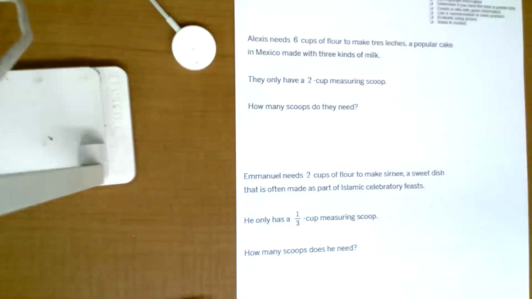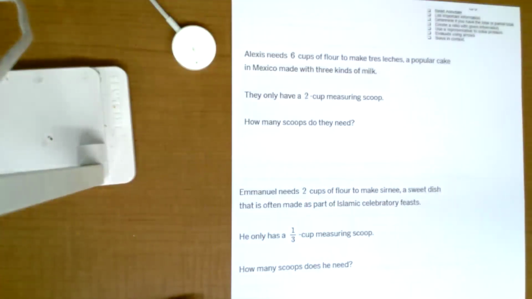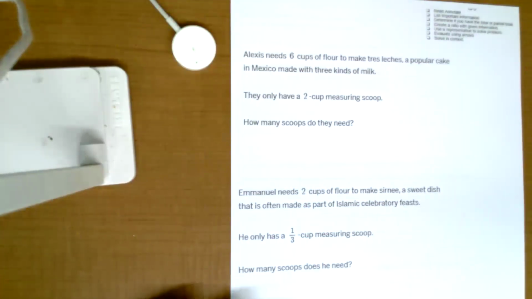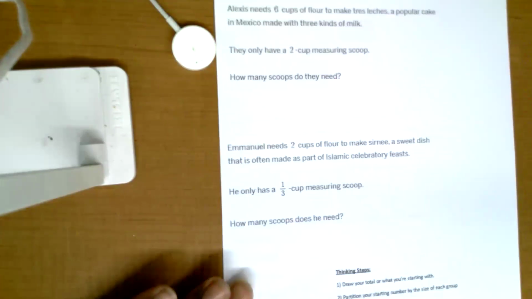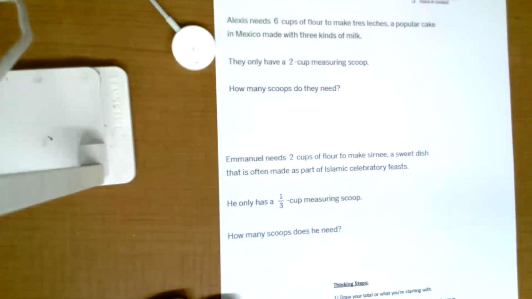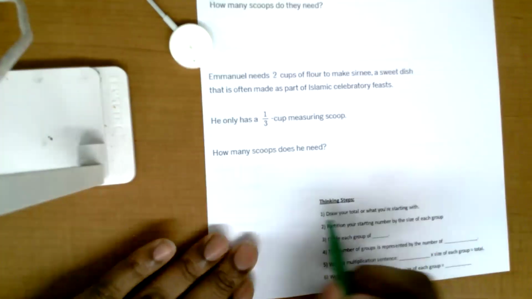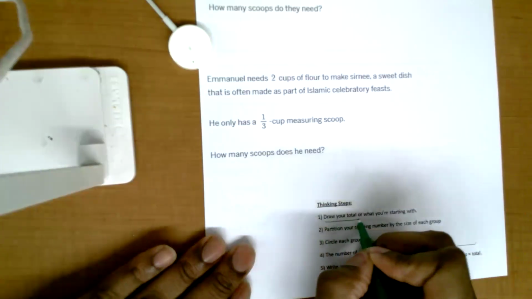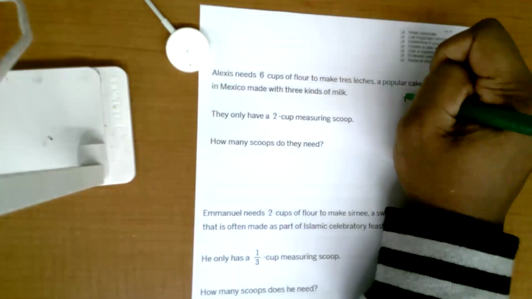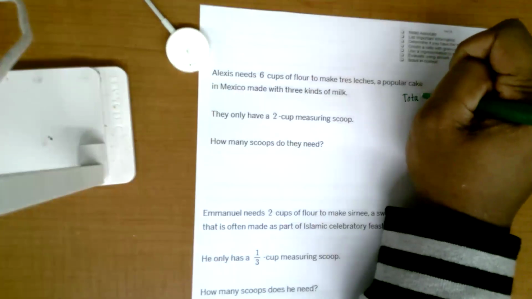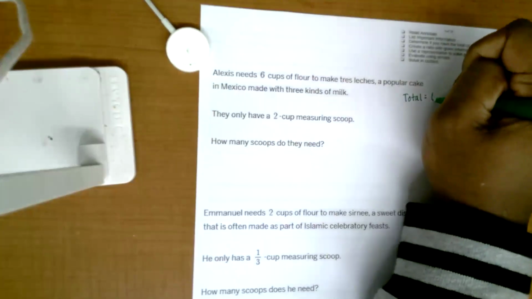Okay, so this is what we've been working on today. It says Alexis needs 6 cups of flour to make tres leches, which is a popular cake in Mexico. They only have a 2-cup measuring scoop. So how many scoops do they need? So we want to use these thinking steps. It says draw your total or what you're starting. So my total is 6 cups.